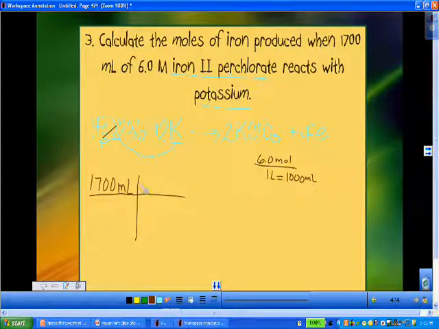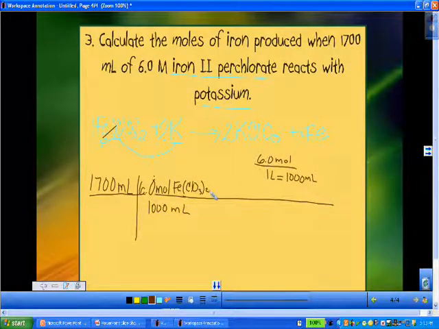So I'm going to set it up so that I arrive at moles. We have 6.0 moles of iron 2 perchlorate. I'll get it right this time. And this is over 1,000 milliliters of solution. So you can see your milliliters cancel out. Now we're in moles of iron. Iron 2 chlorate, to be exact. And so we are in moles of iron 2 chlorate. We want to find moles of iron. So we need to use the mole ratio.